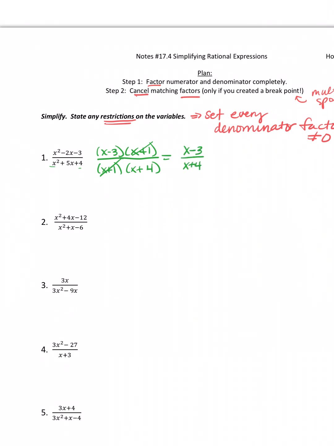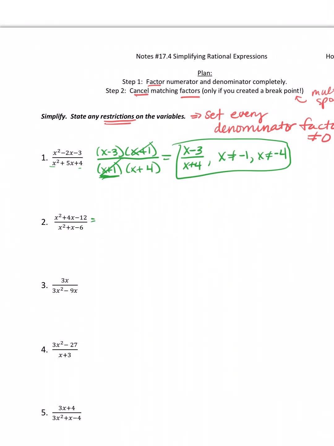Now, that's part of my answer, but now I have to do my restrictions. Now, when you cross them out, don't cross them out so you can't see them, but notice what's left over in the denominator. X cannot equal -1, right? If you set that factor right here equal to 0, x will be -1. And x cannot equal -4. So this one happens to have two restrictions. Let's try the next one.